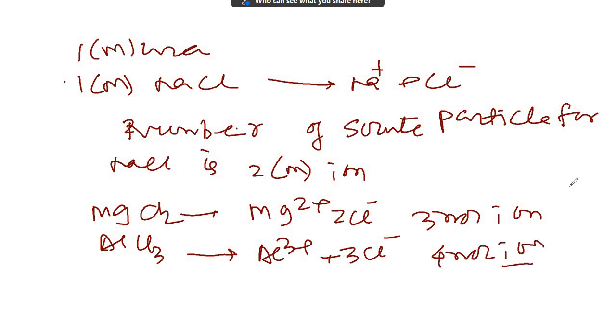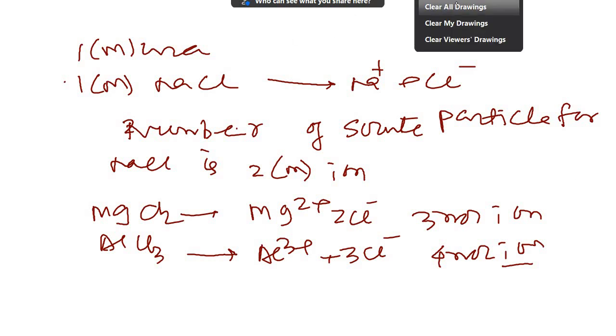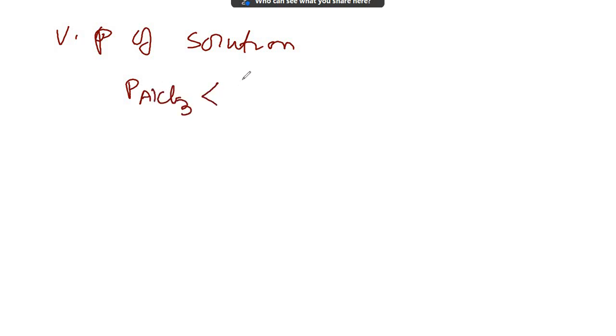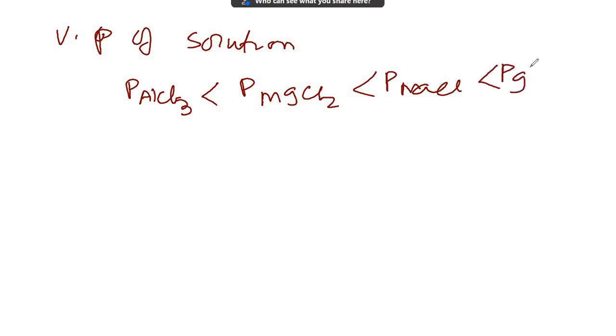The more the number of solute particles, the less the vapor pressure of the solution. So the order of vapor pressure of such solutions will be: P of AlCl3 is less than P, meaning vapor pressure, of MgCl2, which is less than P of NaCl, which is less than P of glucose solution.